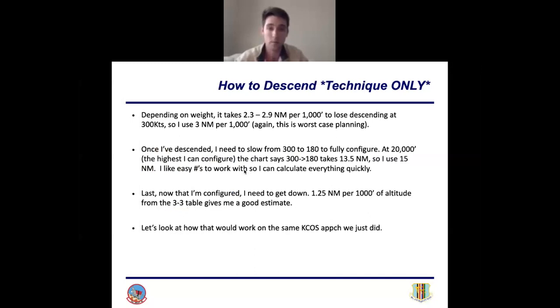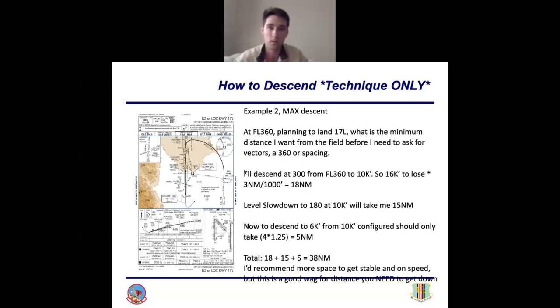Looking at how this would all work on that same approach into Colorado, you're at 360, you're planning to land 17 left again. It's the same field as before. You'll descend at 300 knots from 360 all the way down to 10,000. So you have 16,000 feet that you need to lose. So you go down, like we said earlier, it takes 3 nautical miles per 1,000 feet.